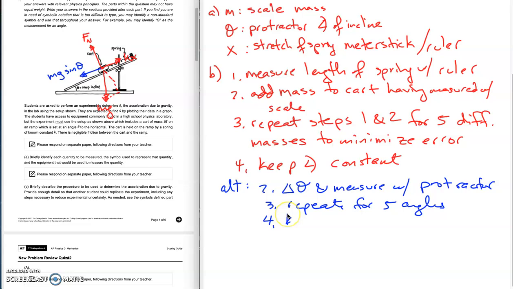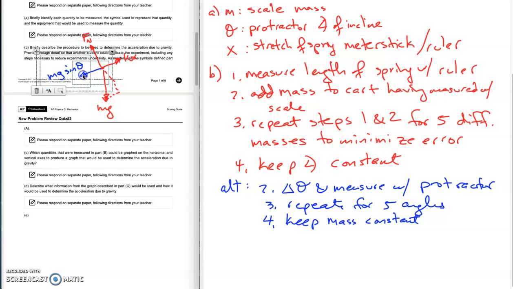4, you also need to indicate if we're changing theta, we're going to keep mass constant. That is the other thing that we could have changed, but in your case, you didn't change it, so you need to say that you're keeping it constant. All right, part B is 4 points for writing all of that.